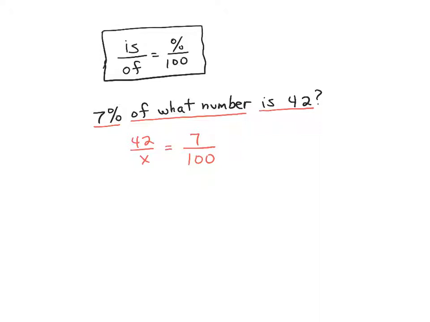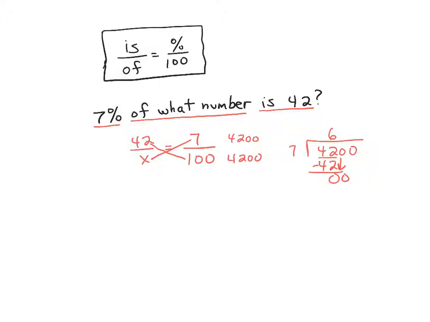And then I'm going to put down my equal sign and use the idea of cross products to figure this out. So I know that 42 times 100 is 4200. So I know that 7 times x also has to equal 4200. Once again, I'm going to have to divide 4200 by 7 in order to figure that out. Well, I know 7 goes into 42 6 times. 7 times 6 gives me 42. I subtract, I get 0. I bring down my 0.